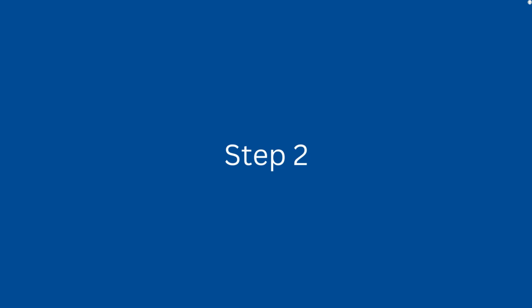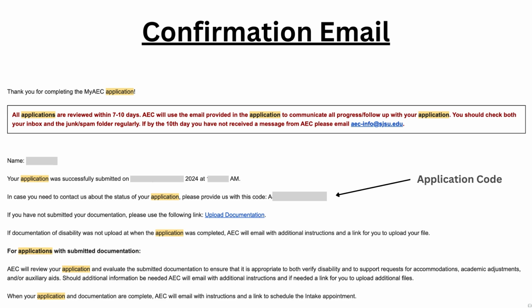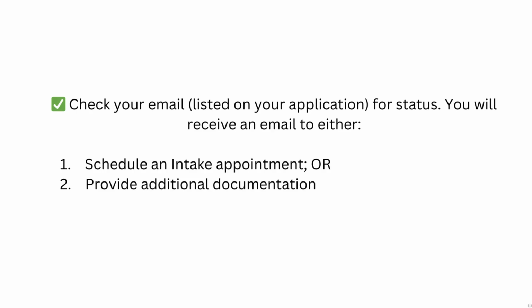Step 2. If you have submitted everything correctly, you will receive a confirmation email with your application code and next steps. To follow up, check your email listed on your application for your status. You will receive an email to either 1. Schedule an intake appointment, or 2. Provide additional documentation.